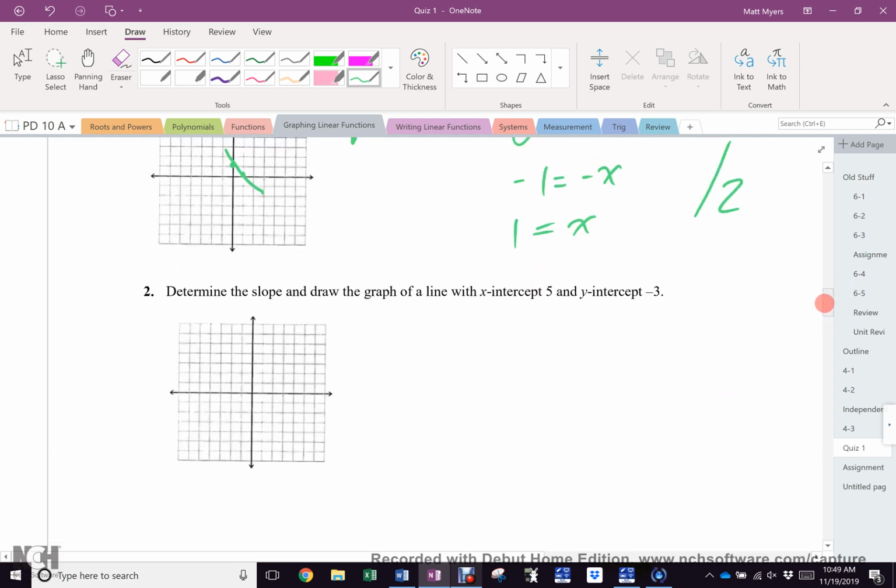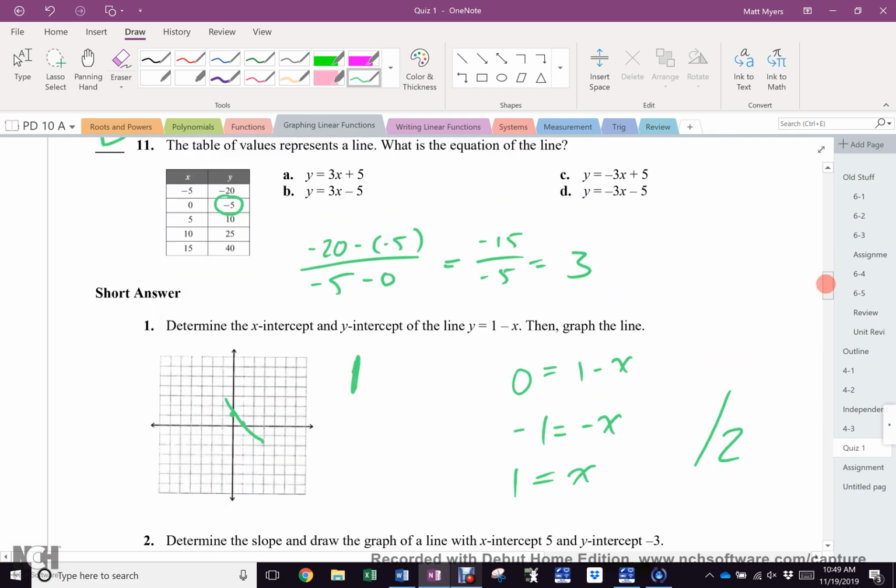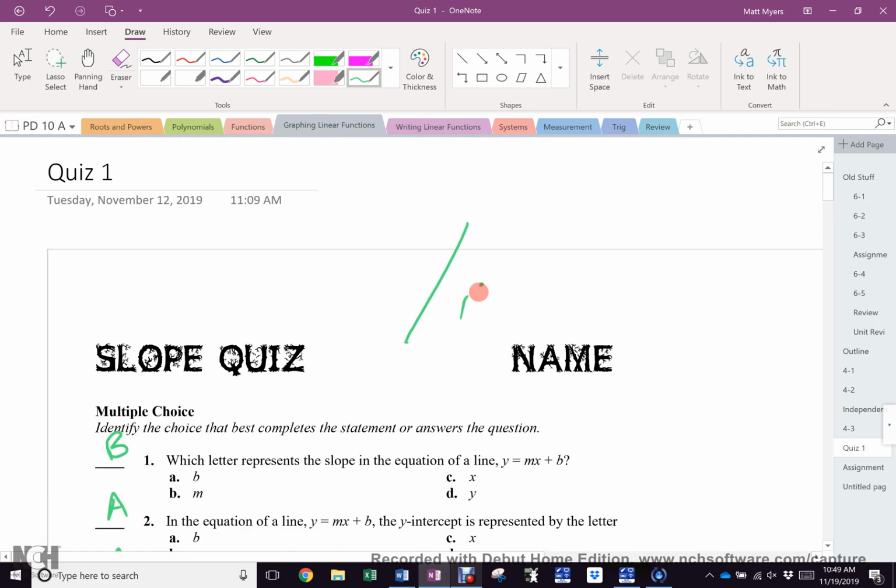Okay. And lastly, determine the slope and draw the graph of the line with an x-intercept of 5. 1, 2, 3, 4, 5. And a y-intercept of negative 3. 1, 2, 3. There's the line for 1 mark. What's the slope? Up 3, right 5, 3/5. Same thing, 2. Making the whole quiz out of 15.